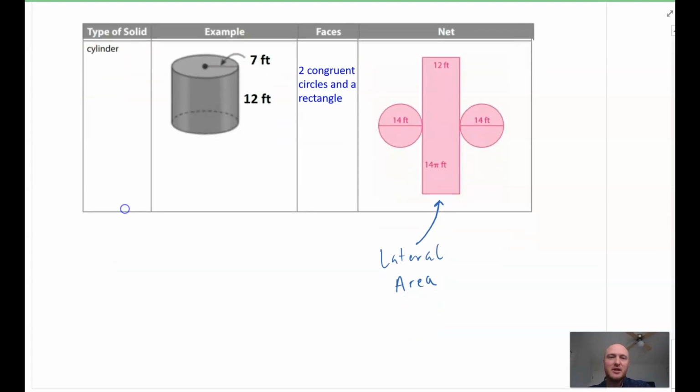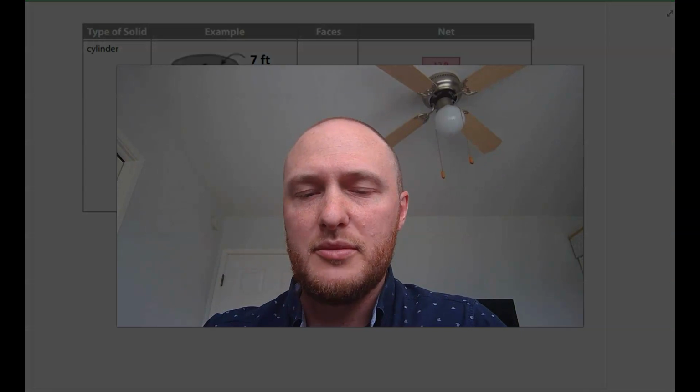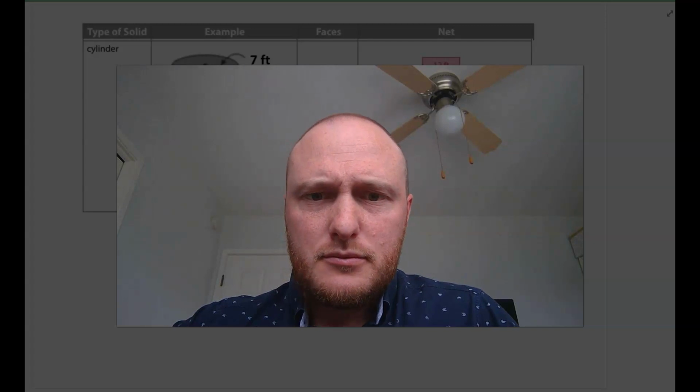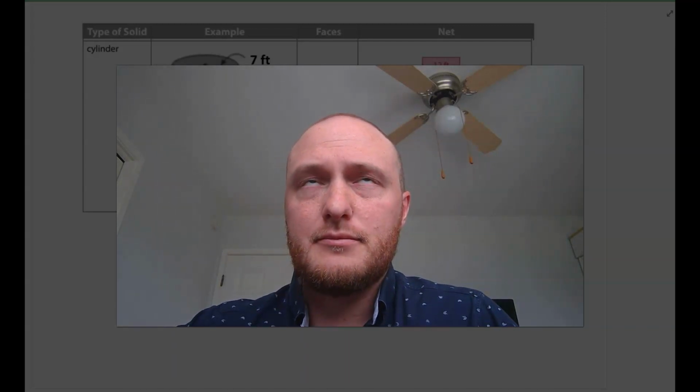All right, so that is the introduction to Unit 2. We're talking about solids. In this unit, we're going to be calculating area. And again, sometimes we can use nets, definitely using nets as our foundation in formulating our area formulas.